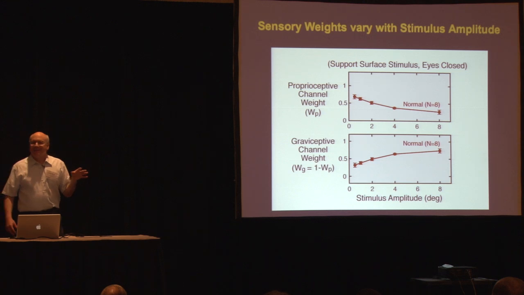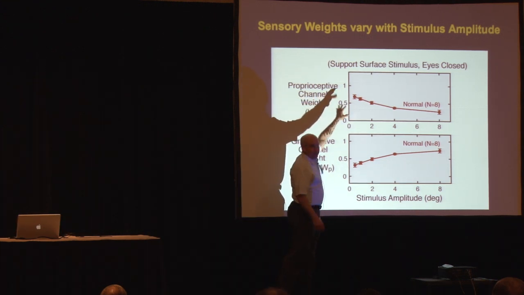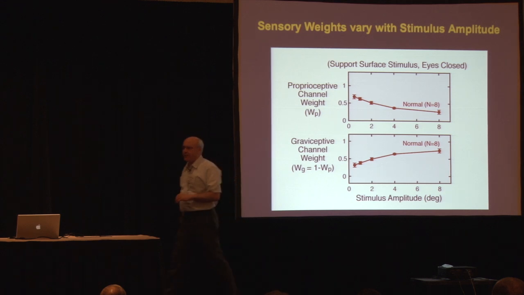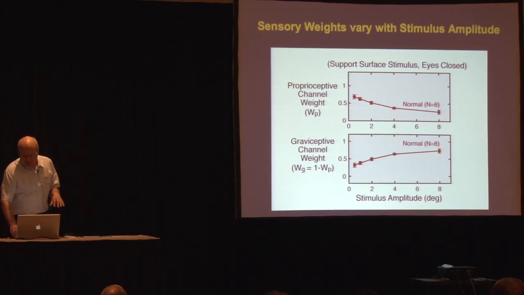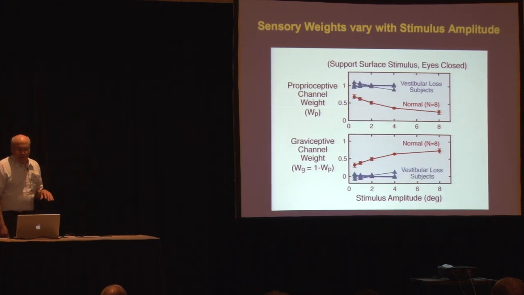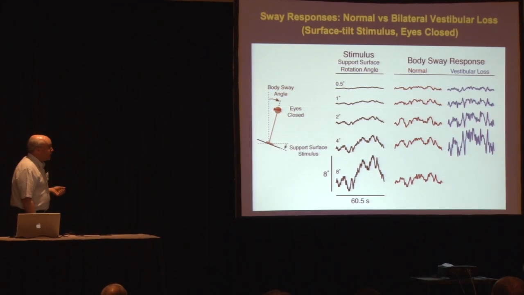Probably the answer. But I would say you should get a proprioceptive weight of 1. You're entirely reliant on proprioception, and you can't do anything. So when the amplitude gets bigger, all you have is proprioception to rely on. And so that's the result that you get for vestibular loss subjects. And this is what it looks like in the time domain.